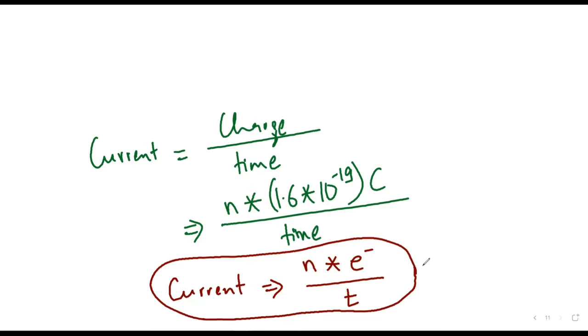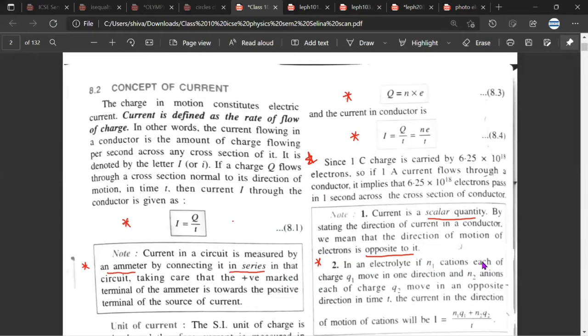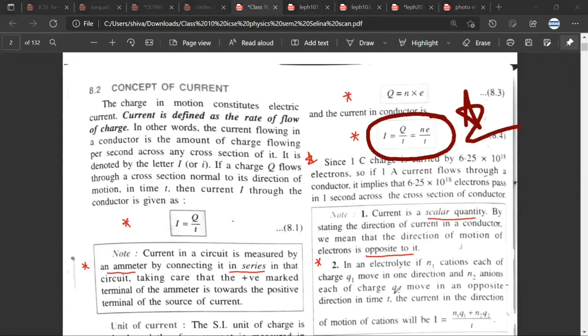This would be a bit tricky to understand, but I hope you have understood. Any doubt? No doubt. So basically, this is the formula that we have to write. Have you understood? Yes, sir. And this is the definition we started with: I is equal to Q by T.